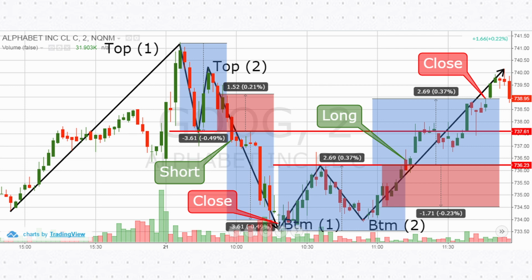A double bottom happens in the opposite direction. It's coming down like a W, bouncing off of support, coming back up, retesting the support, and then there's a higher probability that after that second bounce, you'll start to see it come up, making that W shape.